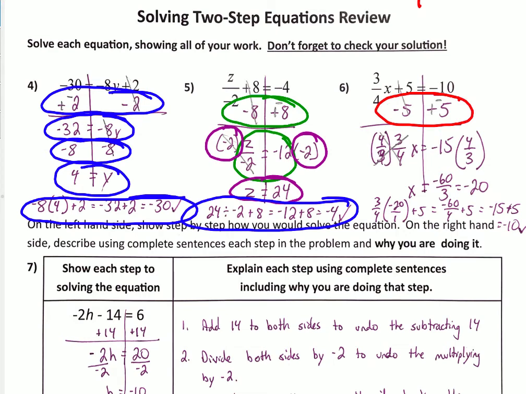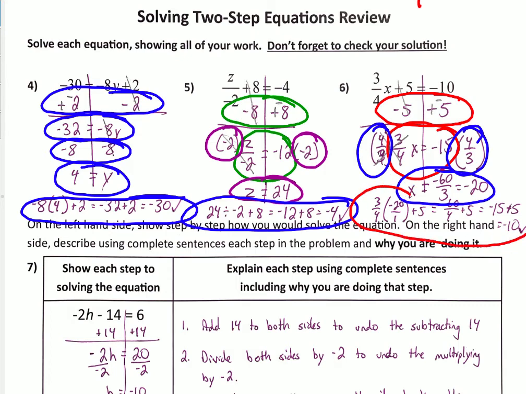Did you show me the subtracting 5 on both sides? Did you rewrite the equation after the first step? Did you multiply both sides by the reciprocal? Did you get the correct answer and make sure it's simplified? And then did you do your check? I'm checking each one of those things as you go along.